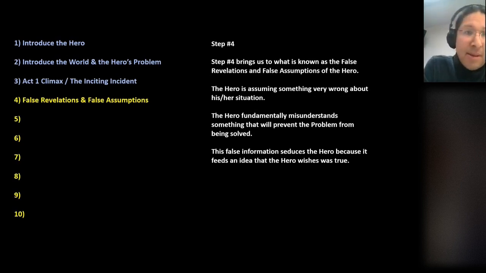Step 4 brings us to what is known as the false revelations and false assumptions of the hero. The hero is assuming something very wrong about his or her situation. The hero fundamentally misunderstands something that will prevent the problem from being solved. This false information seduces the hero because it feeds an idea that the hero wishes was true.